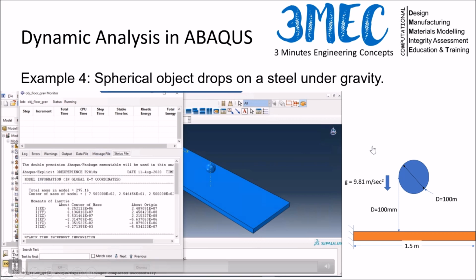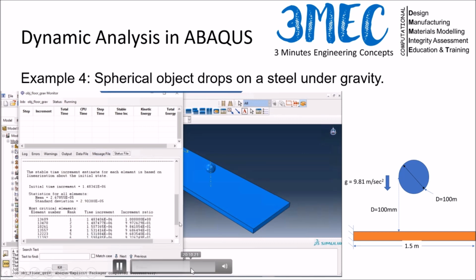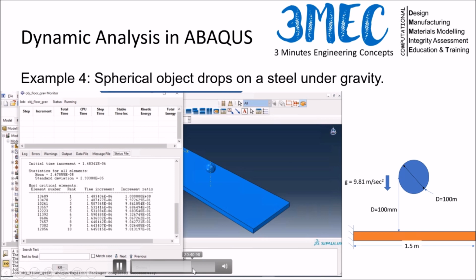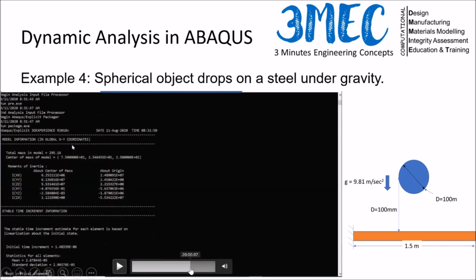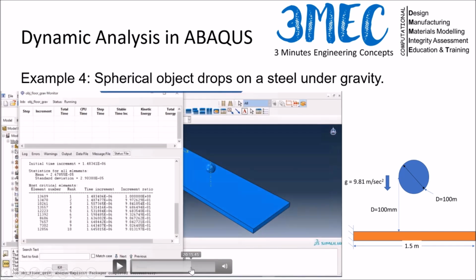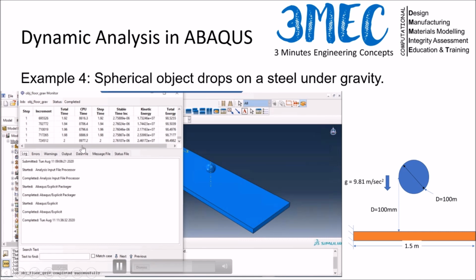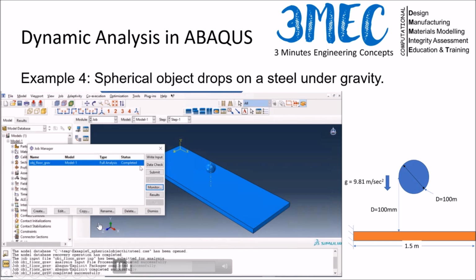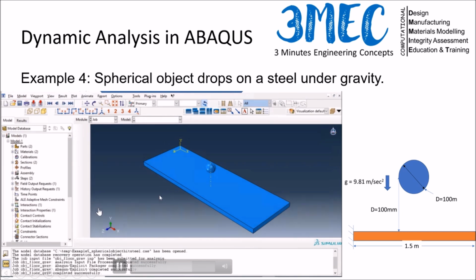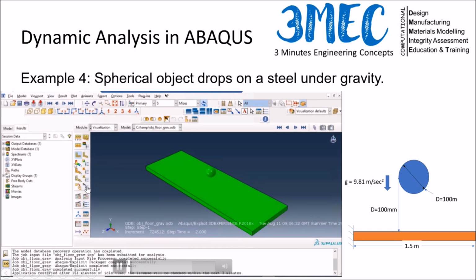So now it's running. I will try to skip it. Yep. So you see now it has gone through all the steps and it has written 100 outputs, and it took around 8,977 seconds to finish, and everything was finished in time. So now I go to the results and see what happens after 2 seconds.